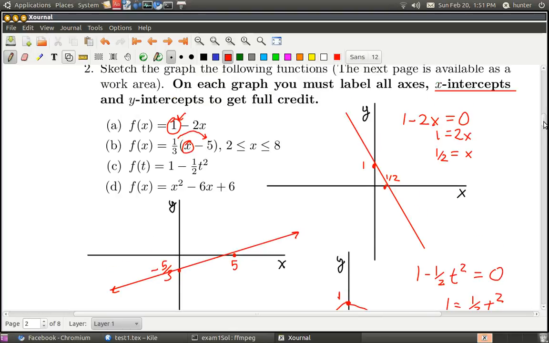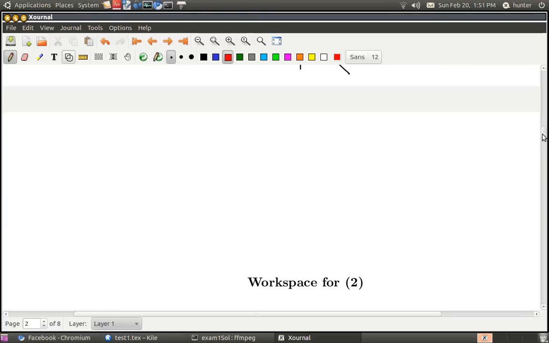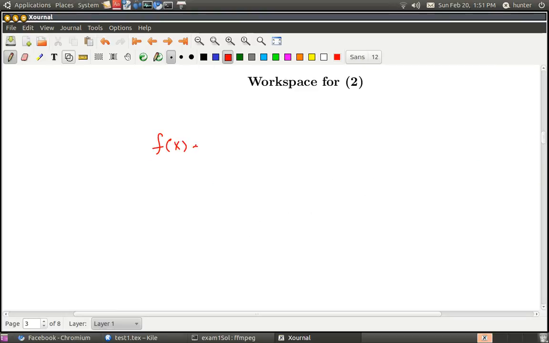And let's go on to D. So D is x squared minus 6x plus 6. So we've got f of x equals x squared minus 6x plus 6. Alright, and let's do this one using vertex form. So first let's find, the vertex is going to be h comma k. The vertex is where the parabola described by this quadratic is going to have its bump, or its little turnaround point.